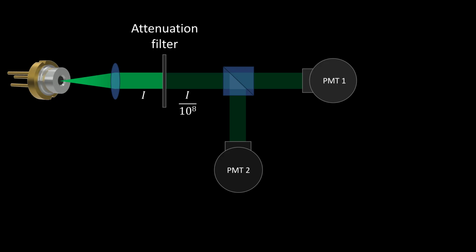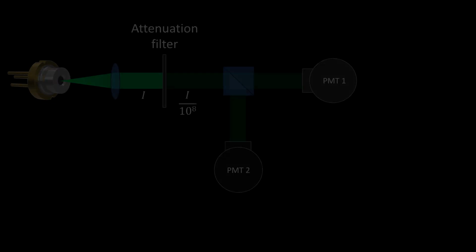And by adding attenuation filters in the beam path, we can get the light intensity in a suitable range for single photon detection, even when using very intense light sources.